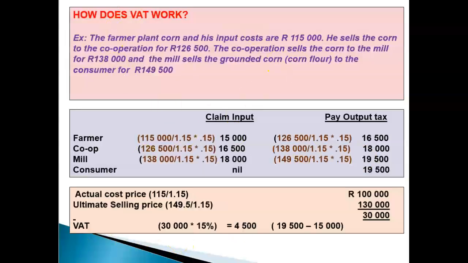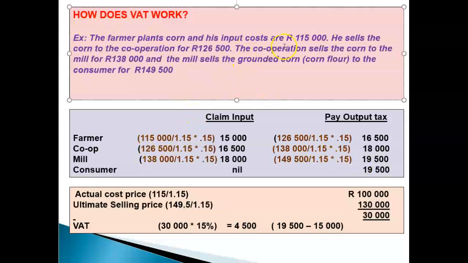How does VAT work? Let's have a look. The farmer plants corn and his input costs are 115,000 Rand. He sells the corn to the co-op for 126,500 Rand. The co-op sells the corn to the mill for 138,000 Rand, and the mill sells the ground corn, the corn flour, to the consumer for 149,500 Rand. Now let's start with the farmer.